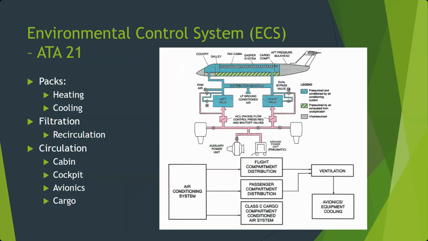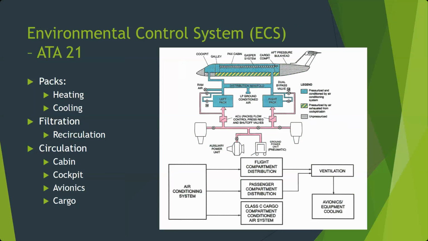But here's a general description of what we have with a twin engine aircraft, for example. You can see there's a left and a right half of the manifold, but you can combine them. We have an APU or ground cart. And then that feeds into some distribution manifolds that can send air up to the various parts of the cabin.